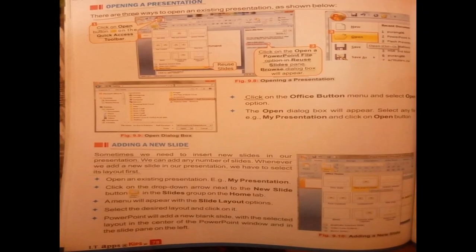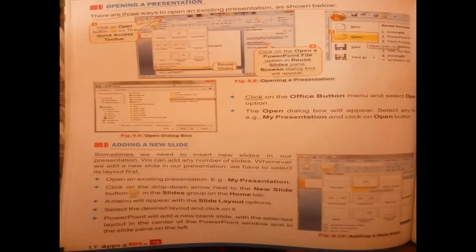Click on a drop down box. Click on the drop down arrow next to the new slide button in the slides group on the home tab. A menu will appear with the slide layout option. Select the desired layout and click on it. PowerPoint will add a new blank slide with the selected layout in the center of the PowerPoint window and in the slide pane on the left.